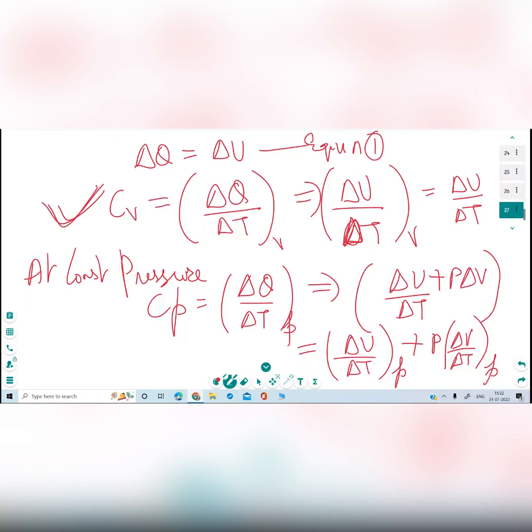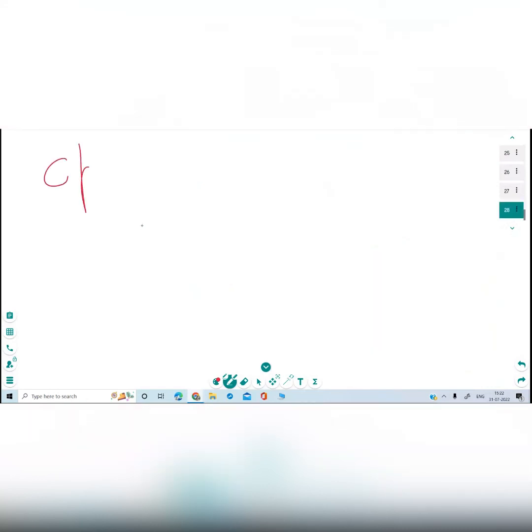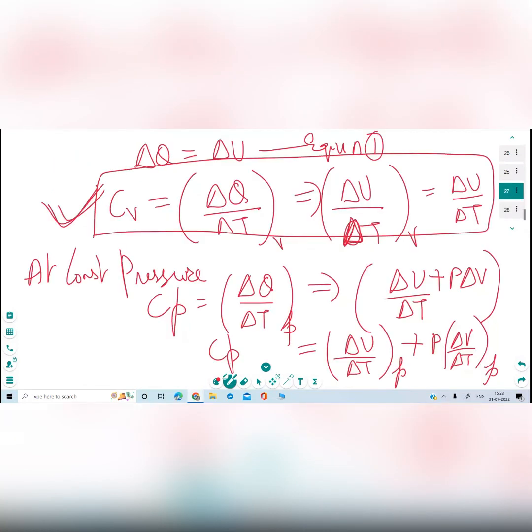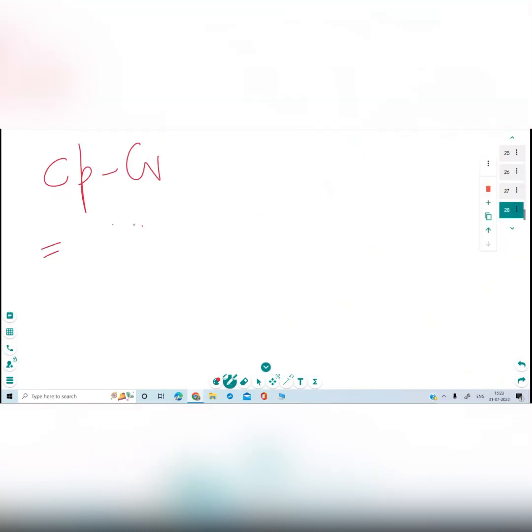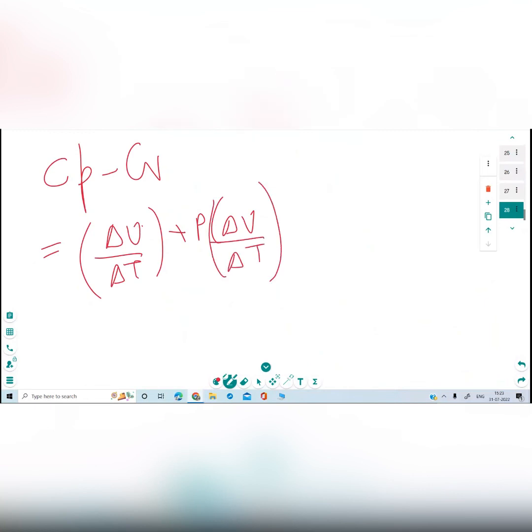So Swapnil, what will I do? See, CV is this, correct? CV is this. CP is this, correct? Yes. Now what we have to prove? We have to prove CP minus CV, correct? So what is CP? Let's check from here. CP is del U by del T plus P del V by del T. Correct? This is what is CP.